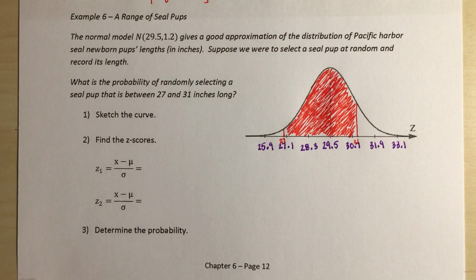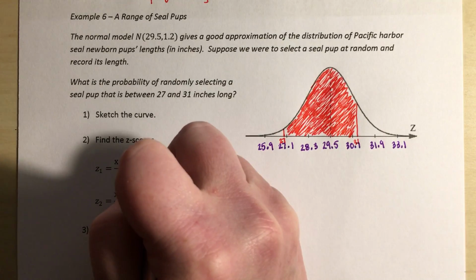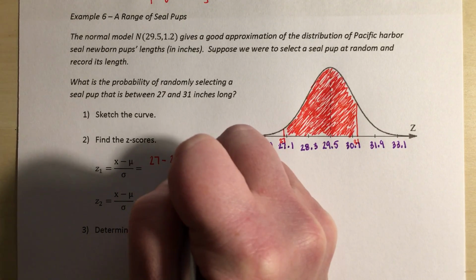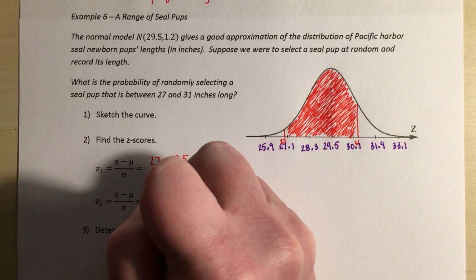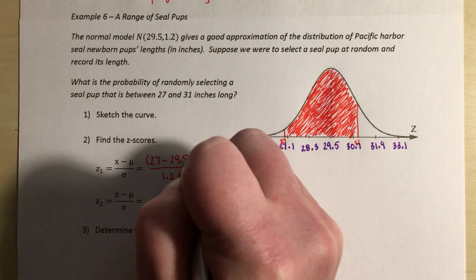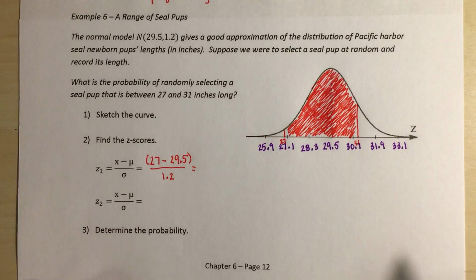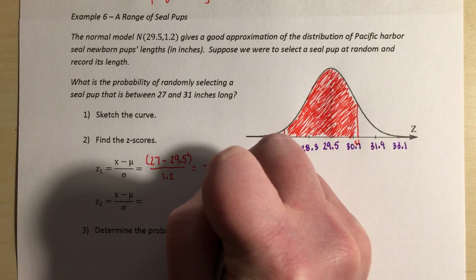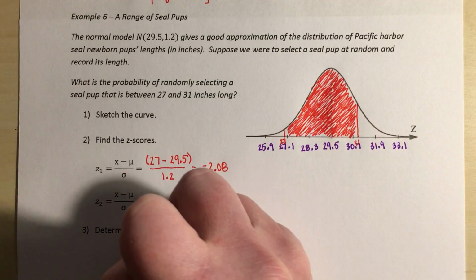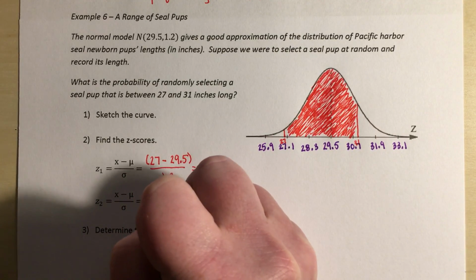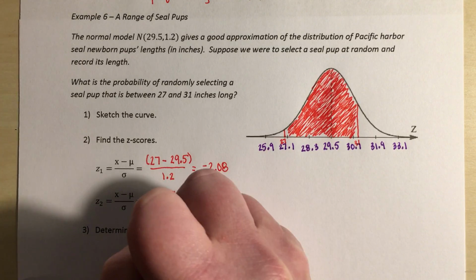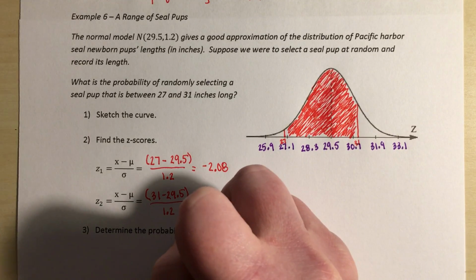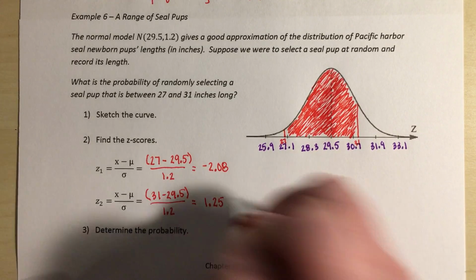All right, so now we're going to find our z-scores. So we're going to start by plugging in 27. 27 minus 29.5 divided by 1.2. Again, if you want to throw it into your calculators all at once, make sure you put your numerator in parentheses. That's going to give us negative 2.08. 31 minus 29.5 over 1.2 is going to give us a positive 1.25.